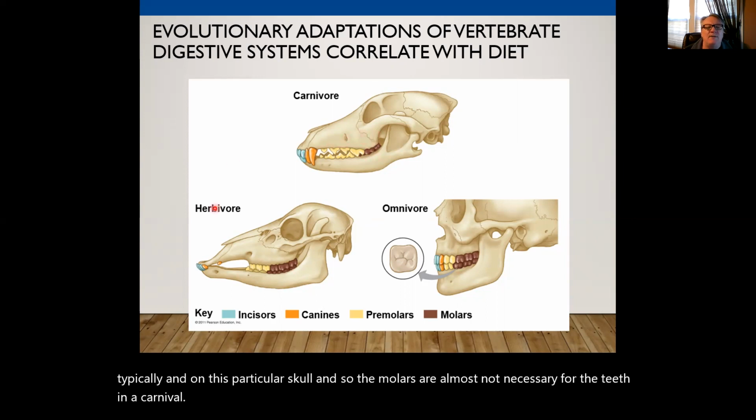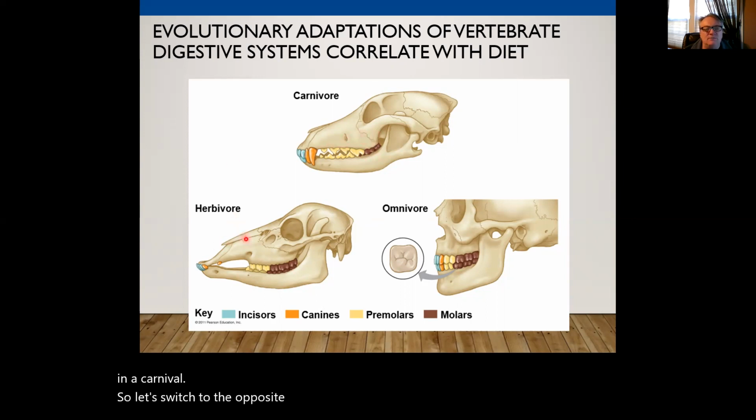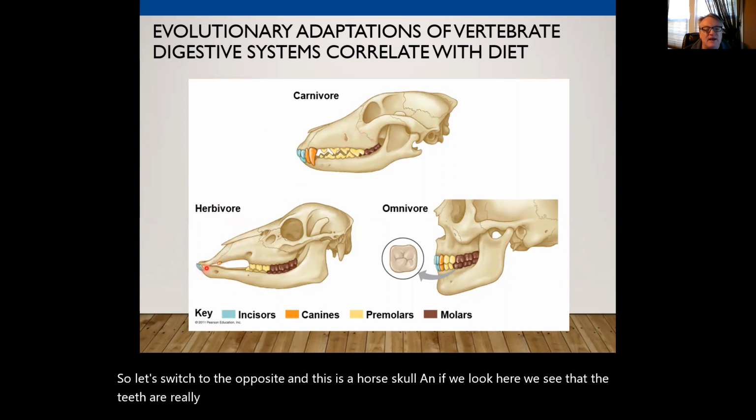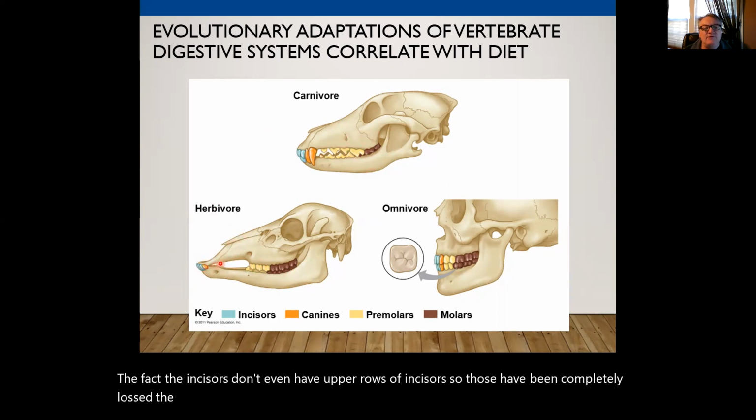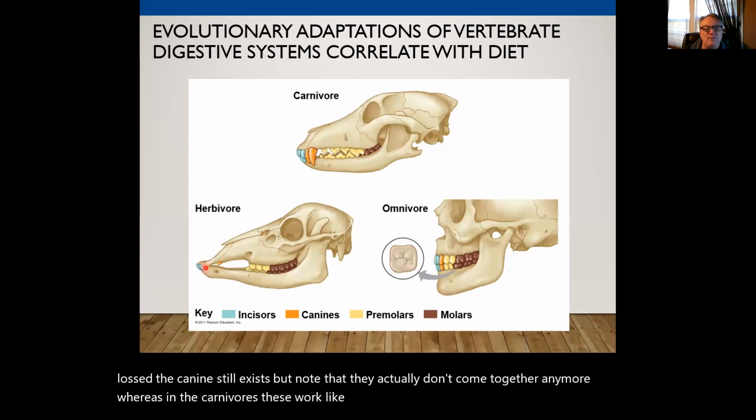So let's switch to the opposite. This is a horse skull. And if we look here, we see that the teeth are still incisors, canines, premolars, and molars. But notice it's really the complete opposite. The incisors don't even have upper rows, so those have been completely lost. The canines still exist, but note that they actually don't come together anymore, whereas in the carnivores, these work like scissors. These are really pretty much useless in an herbivore.